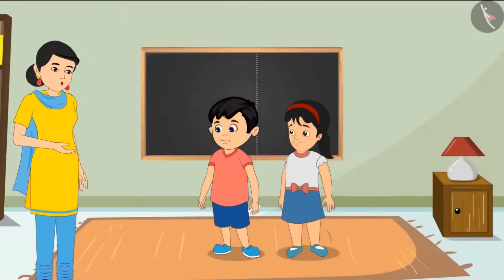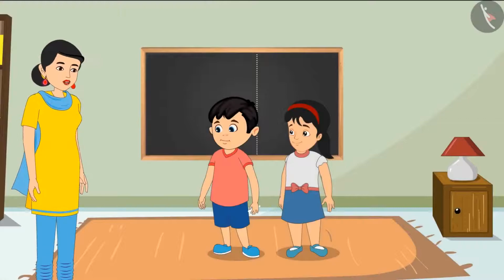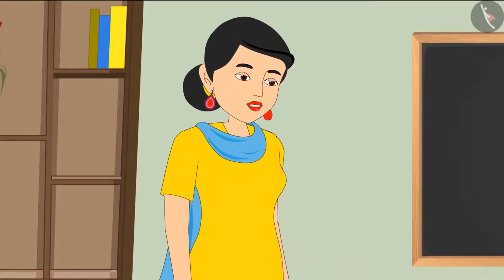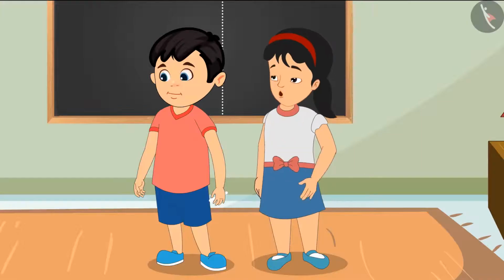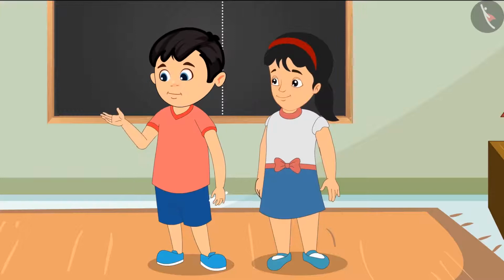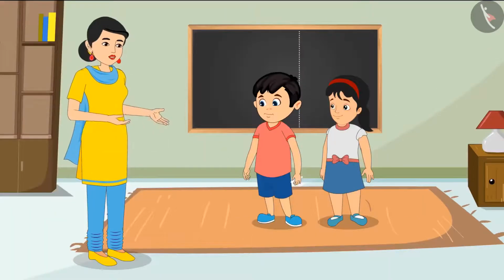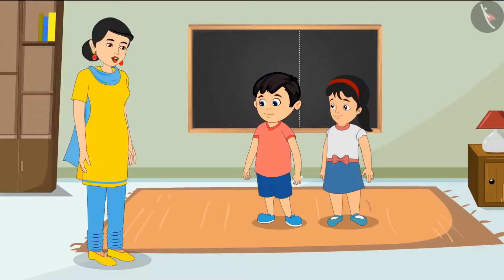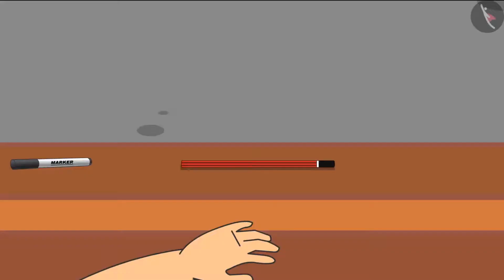Chotu, Pinky, why don't you do one thing? You take a measure of your space. It will tell you if any of you has more space. Yes, Mummy, it is right. But how will we measure, Mummy? Do one thing. Bring that pencil from the table and measure the blackboard.